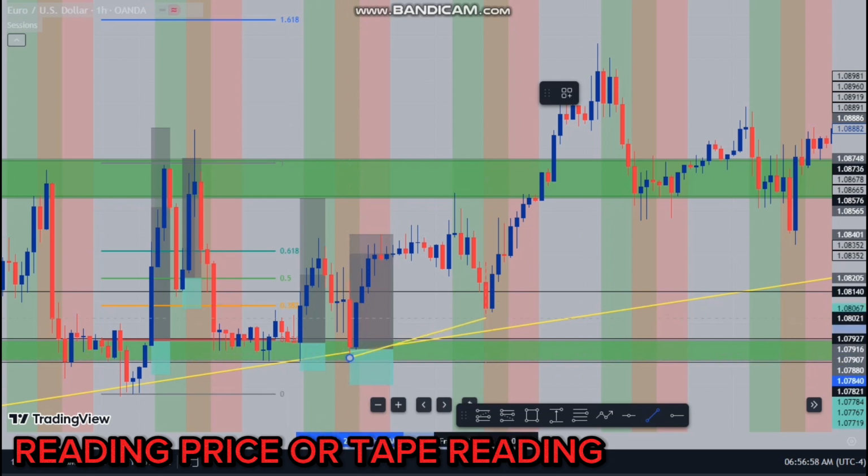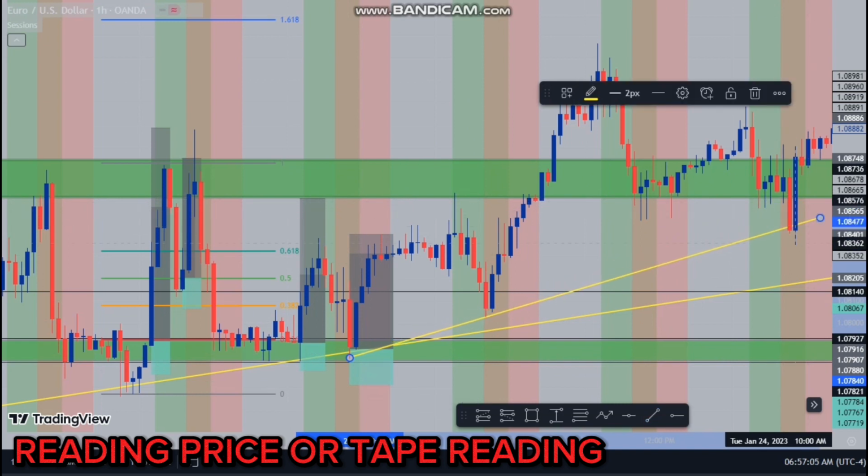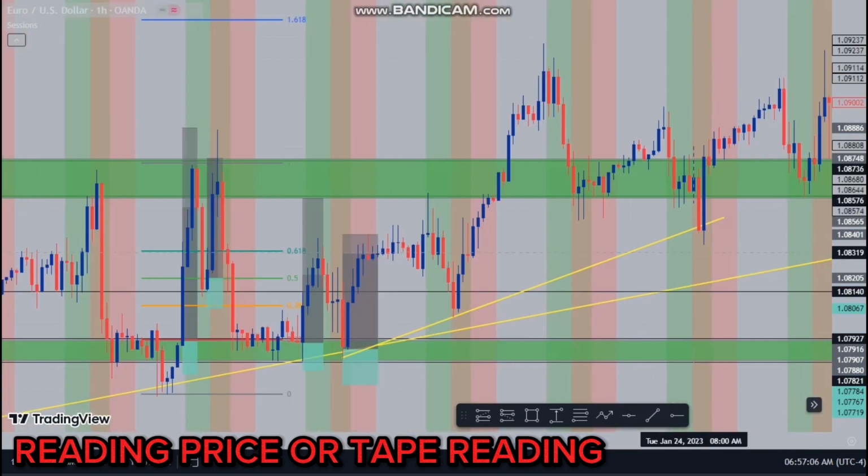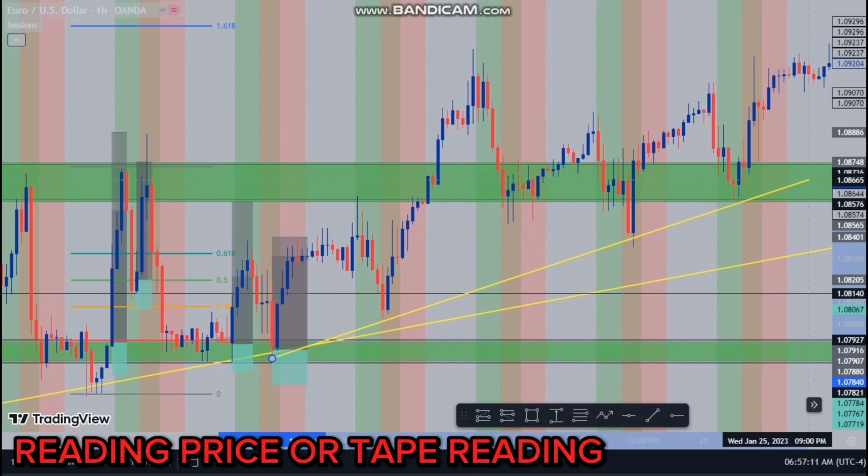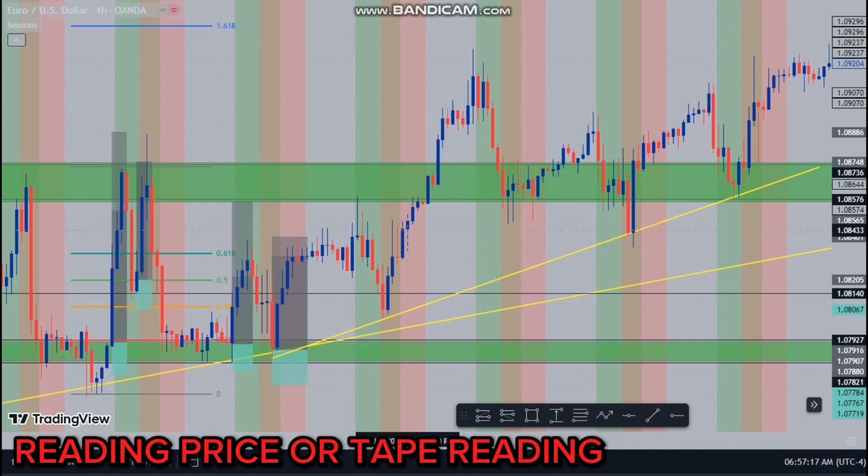First touch, second touch, then this. Make sure it's perfectly drawn. Make sure that it's perfectly drawn. Don't make mistakes. So I told you earlier that 15 minutes are for what? Your entry, so that you won't have a very large stop loss. And you see first touch, second touch. This is first touch right here.